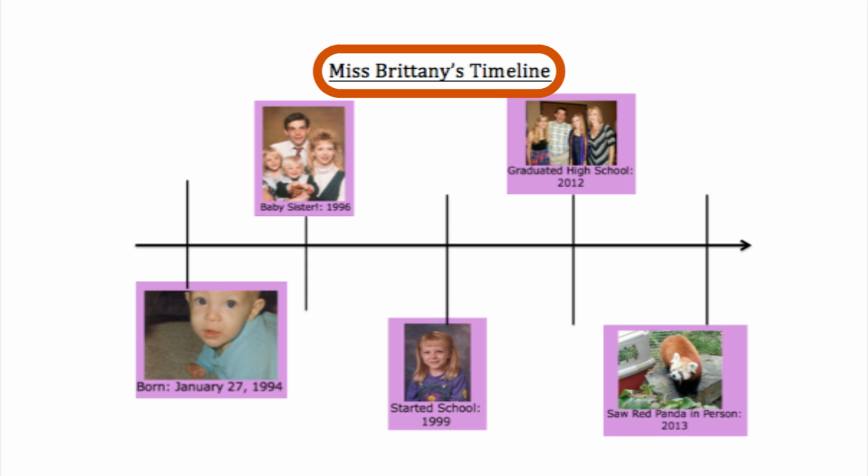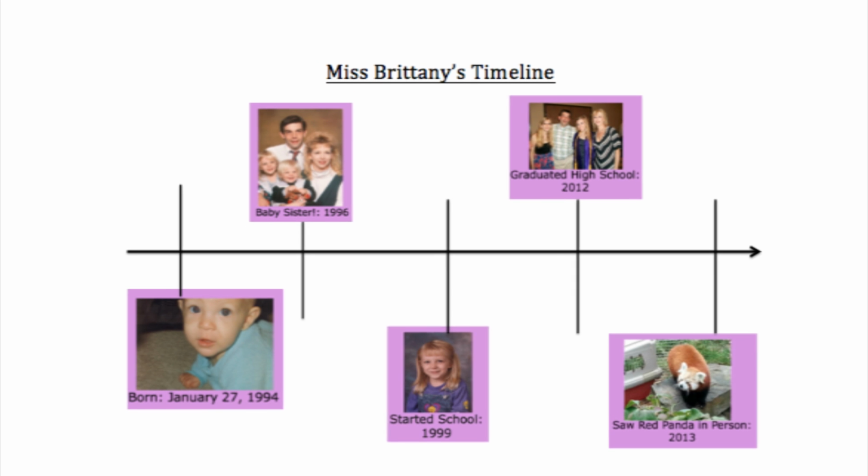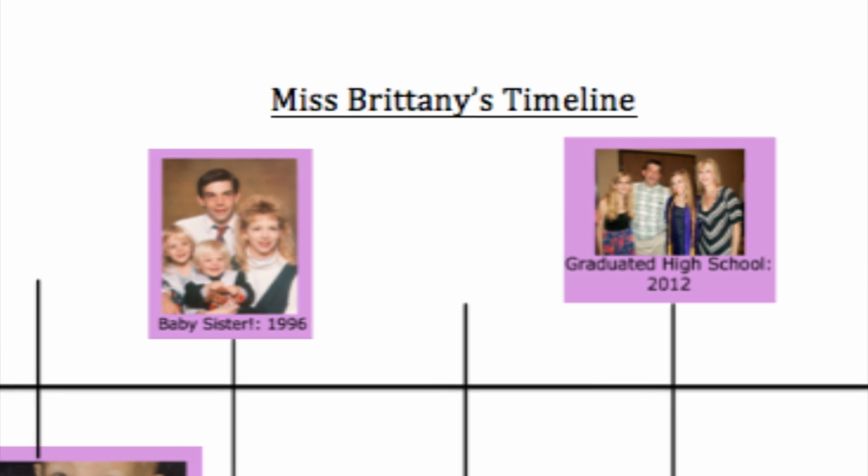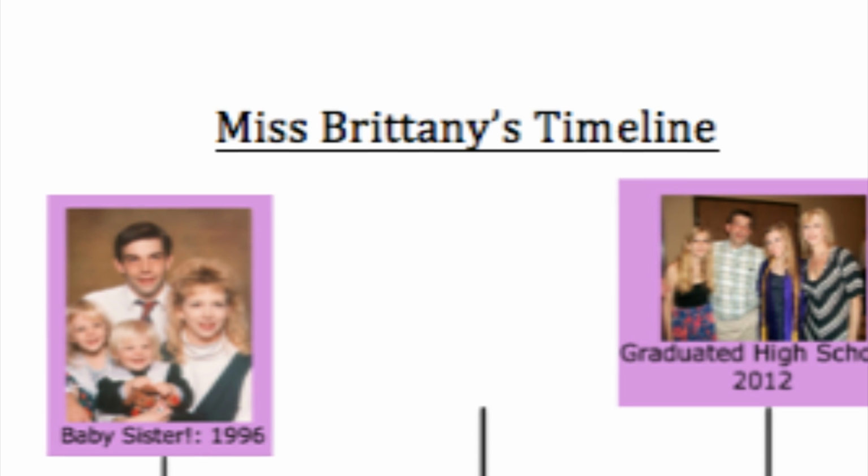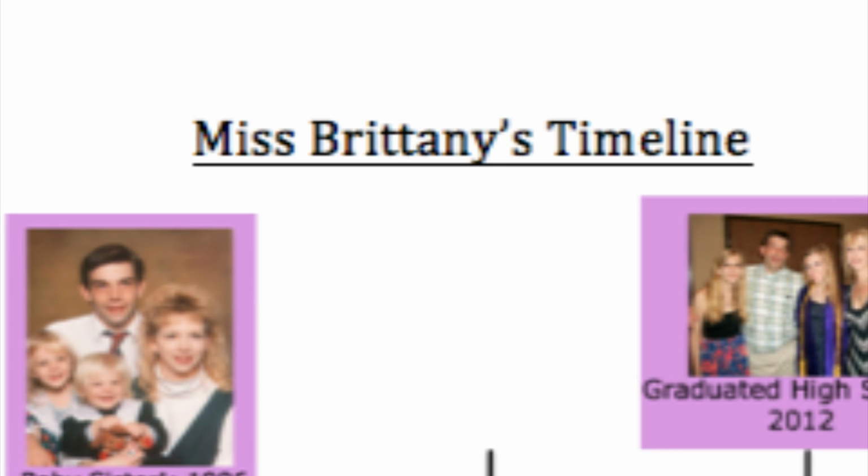Once all events have been placed in order, given a label, and a date, it is important to give your timeline a title. This title should describe the events that are displayed on the timeline. In this case, my title is Miss Brittany's Timeline, because the timeline describes events in my life.